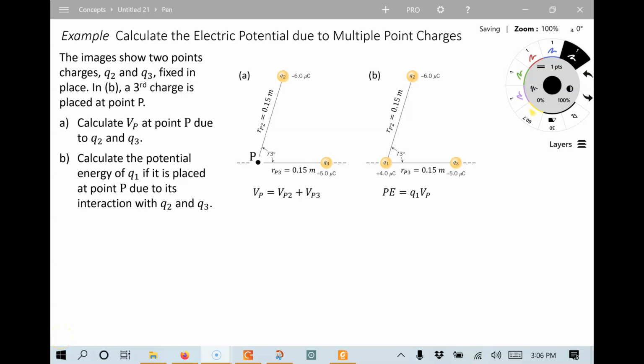Hi, this is an example problem. Calculate the electric potential due to multiple point charges. Pause for a moment and read the question.